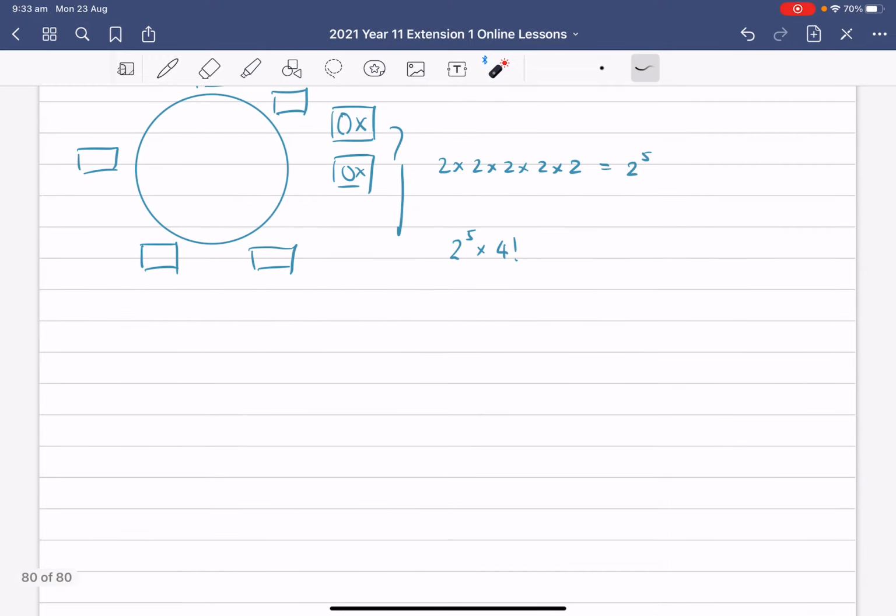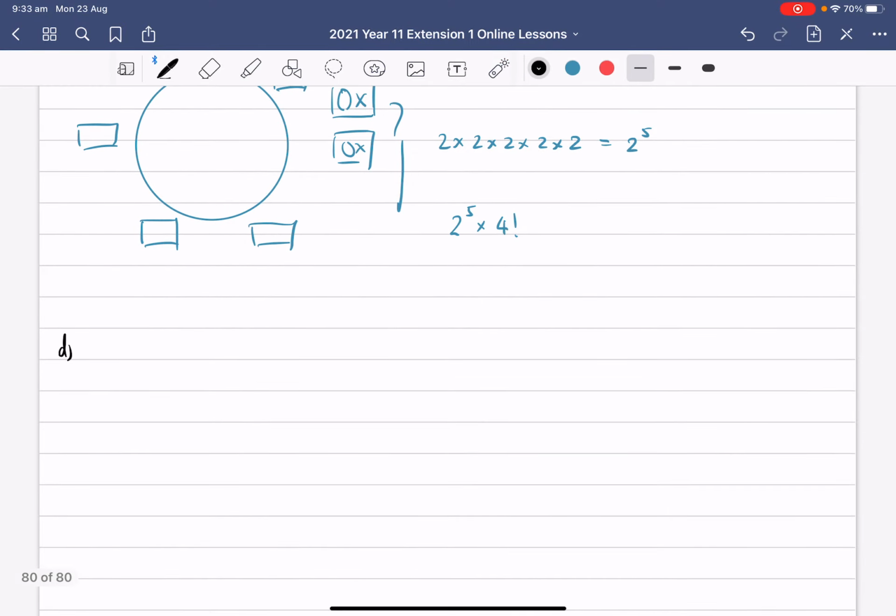All right, let's move on. Question D. Now what about this time if all the boys want to sit together and all the girls want to sit together? So if the boys sit together and the girls sit together.